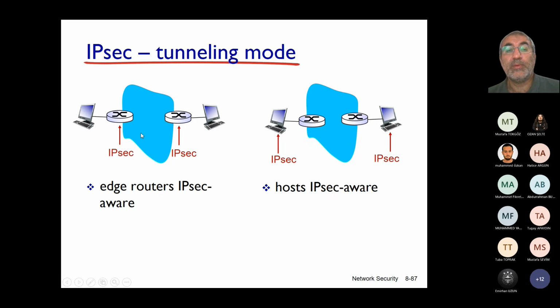In this case, the edge routers are aware of IPsec, so they apply the IP security feature at the transmitter as well as the receiver side. And we have hosts that are aware of IP security also in this tunneling mode.